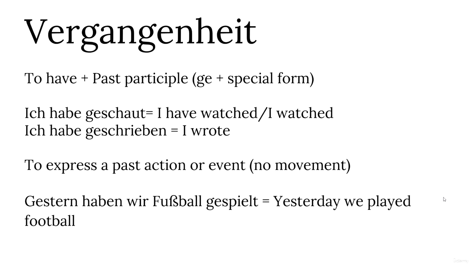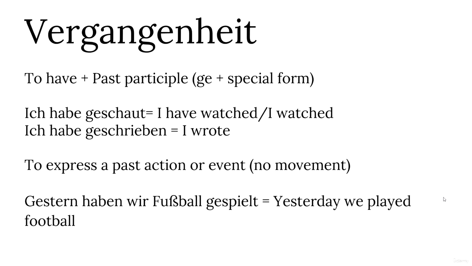In the Vergangenheit, in German, you have two ways of saying something in the past tense. You either choose the verb to have, haben, plus the special form of the verb that includes ge. Ich habe gehabt. For example, as you can see, I have watched or I watched in English. In German, translated, it would be Ich habe geschaut.